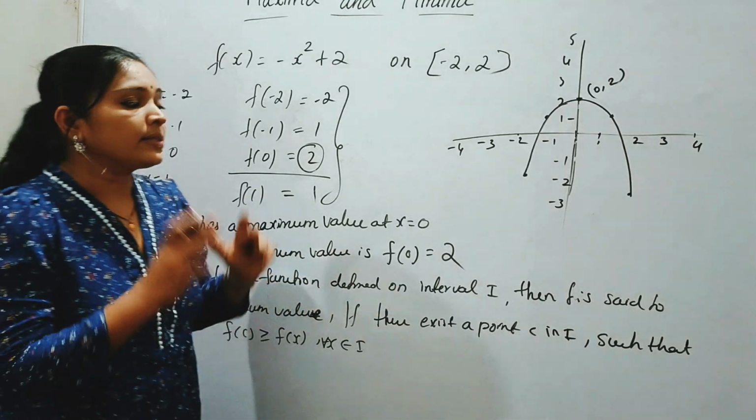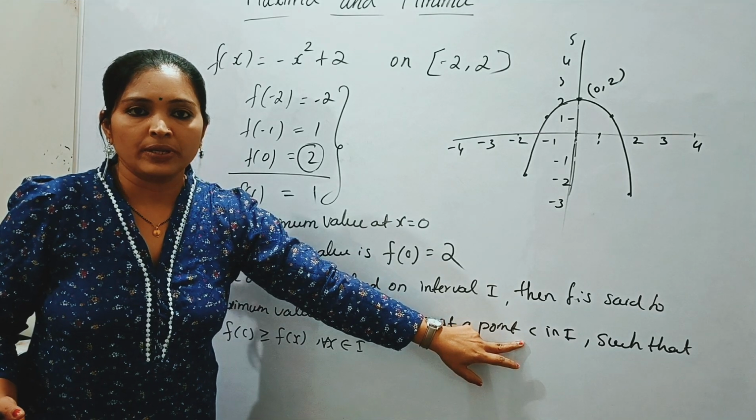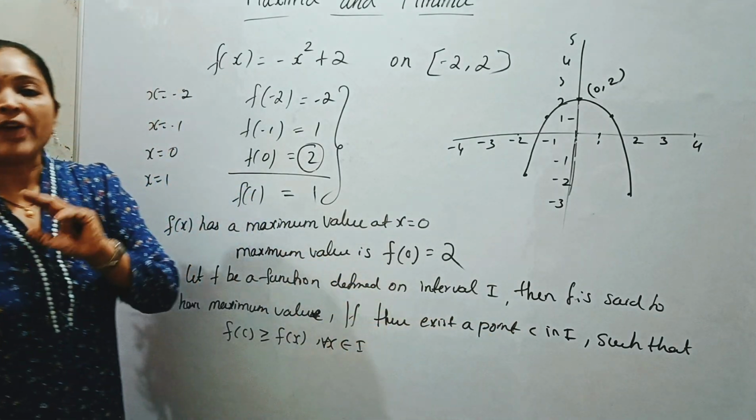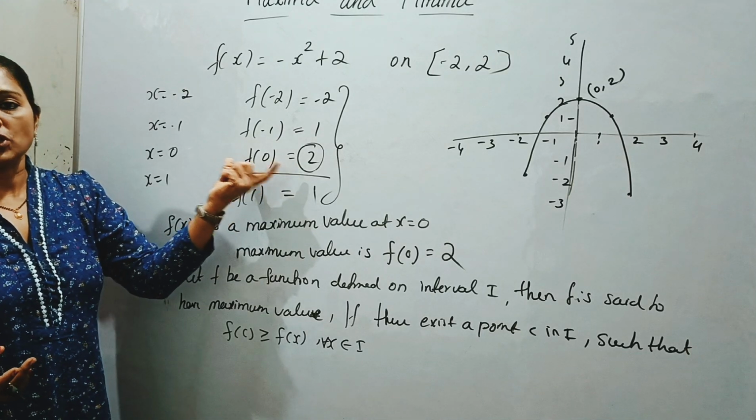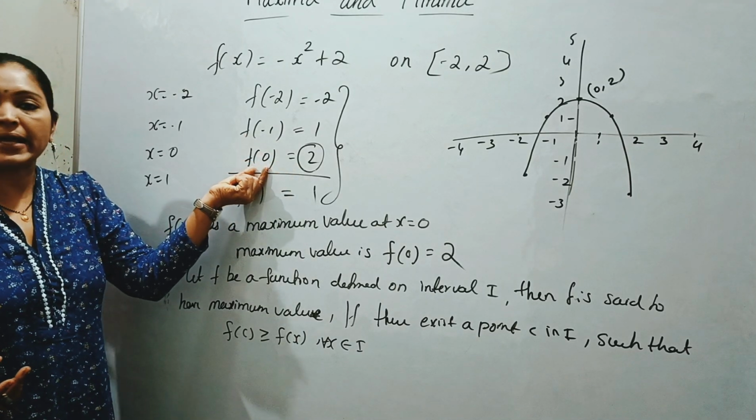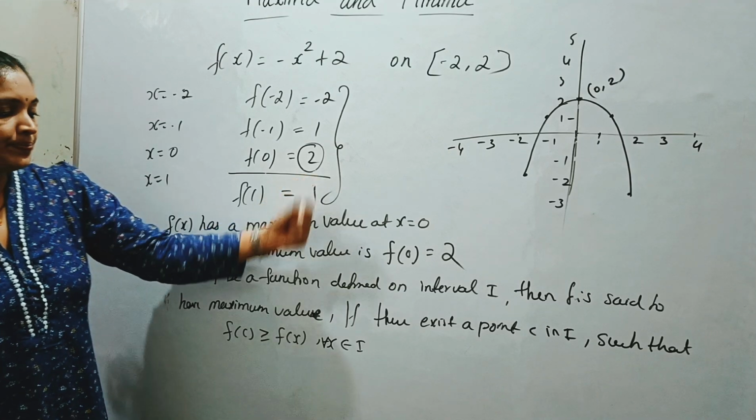That is, this function has a maximum value at x is equal to C, and the maximum value is nothing but f of C. So here this function has a maximum value at x is equal to 0 and the maximum value is 2.